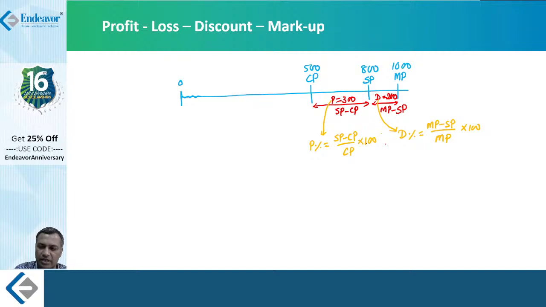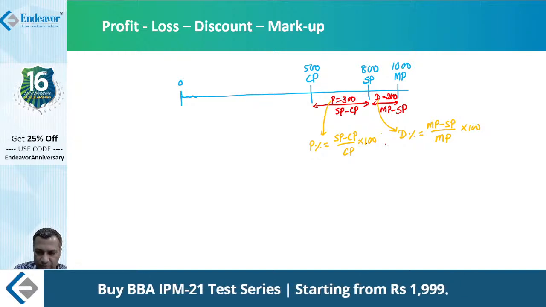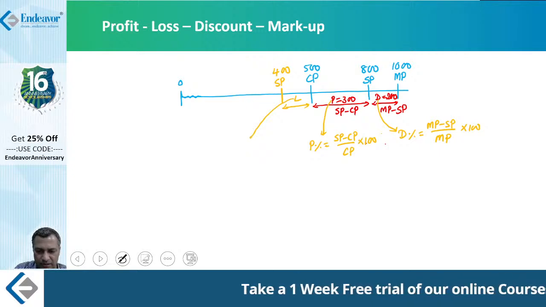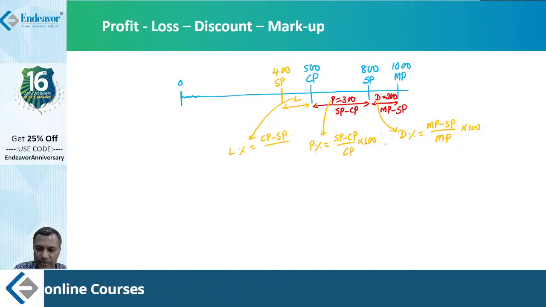Sometimes there may be a loss in the transaction. Assume that instead of 500, this fellow went on to sell it at 400. Now he's making a loss in this venture. Naturally, this is the loss. Therefore, loss percentage is nothing but cost price minus selling price divided by still the cost price, my friends, into 100.